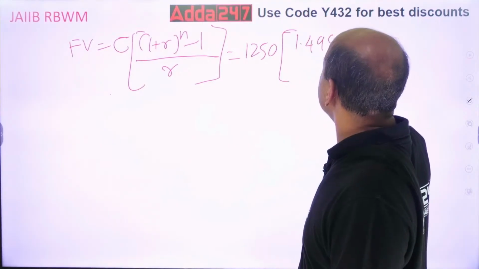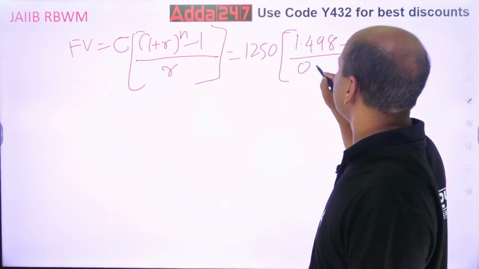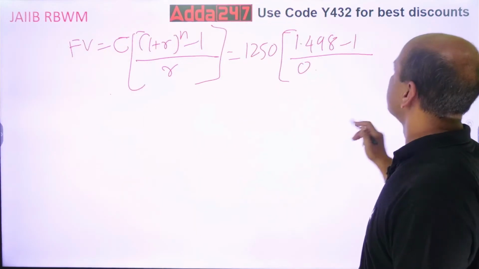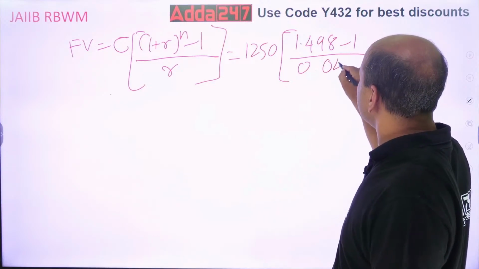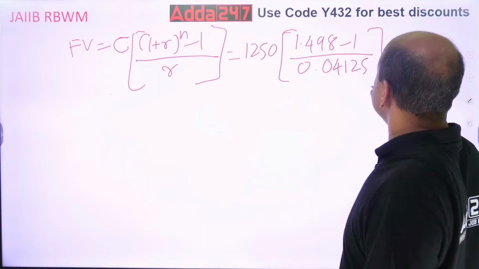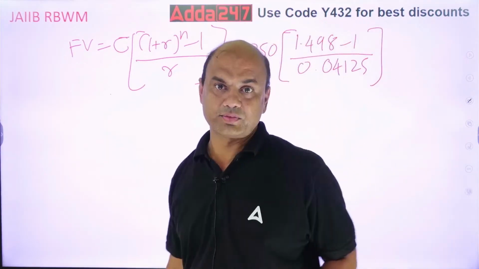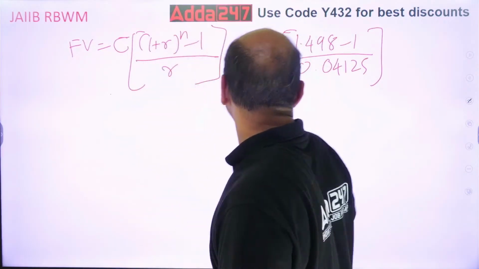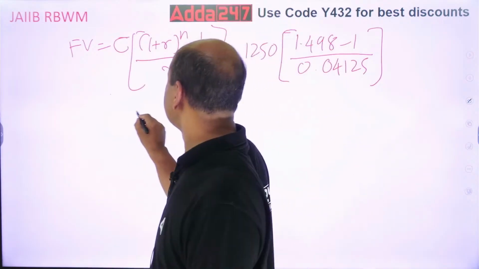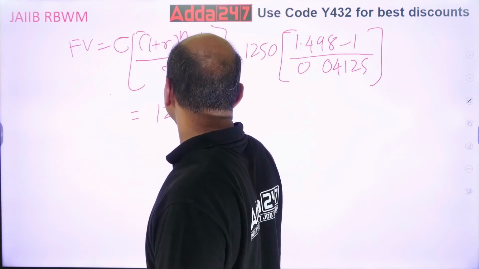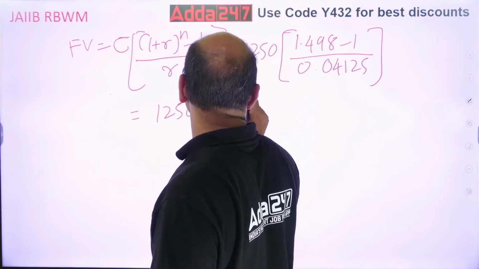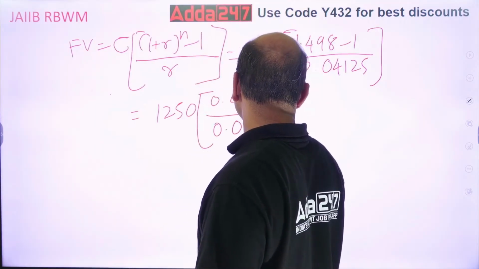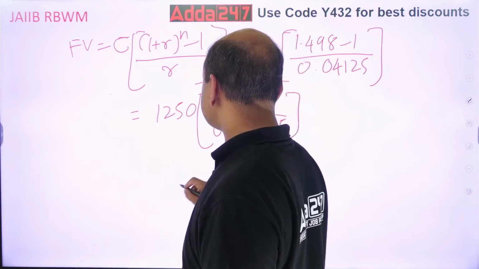1.498 minus 1 upon, what is R now? R is something different. R is 4.125%, so it is 0.04125, divided by 100. Now get the value. Now you will get the value more than 1250. Try this everyone. So 1.498 minus 1, so it is equal to 1250 into 0.498 divided by 0.04125. So do this everyone.